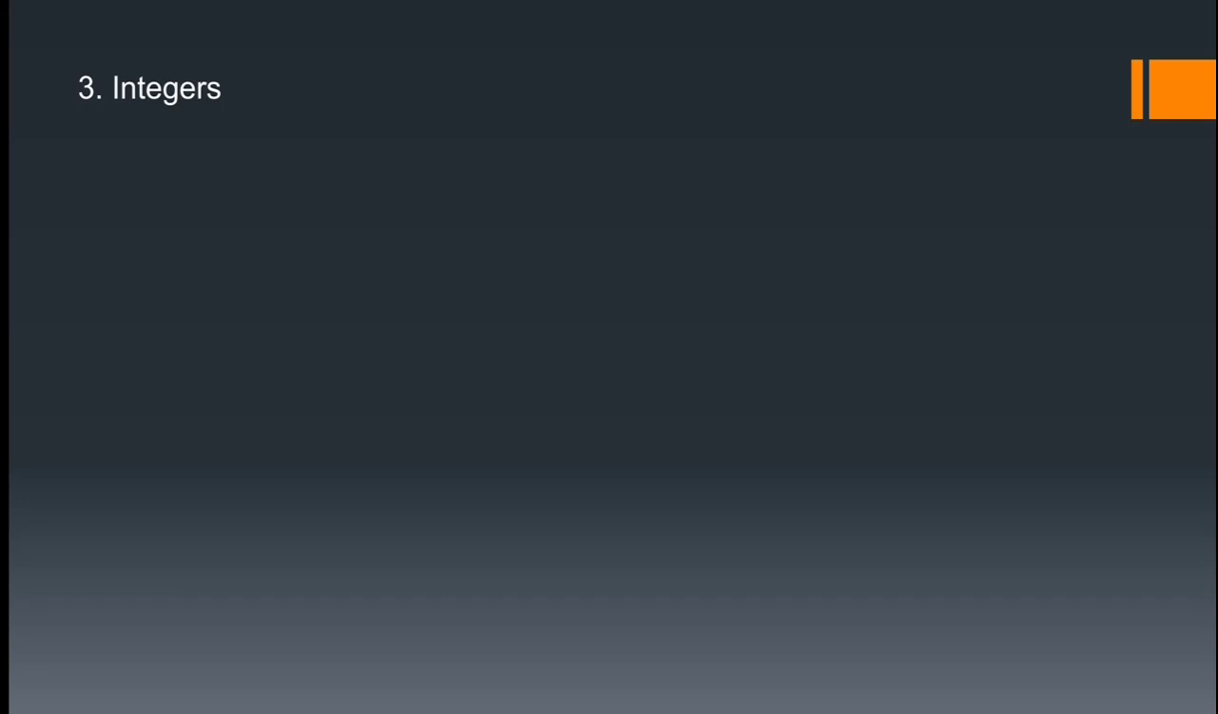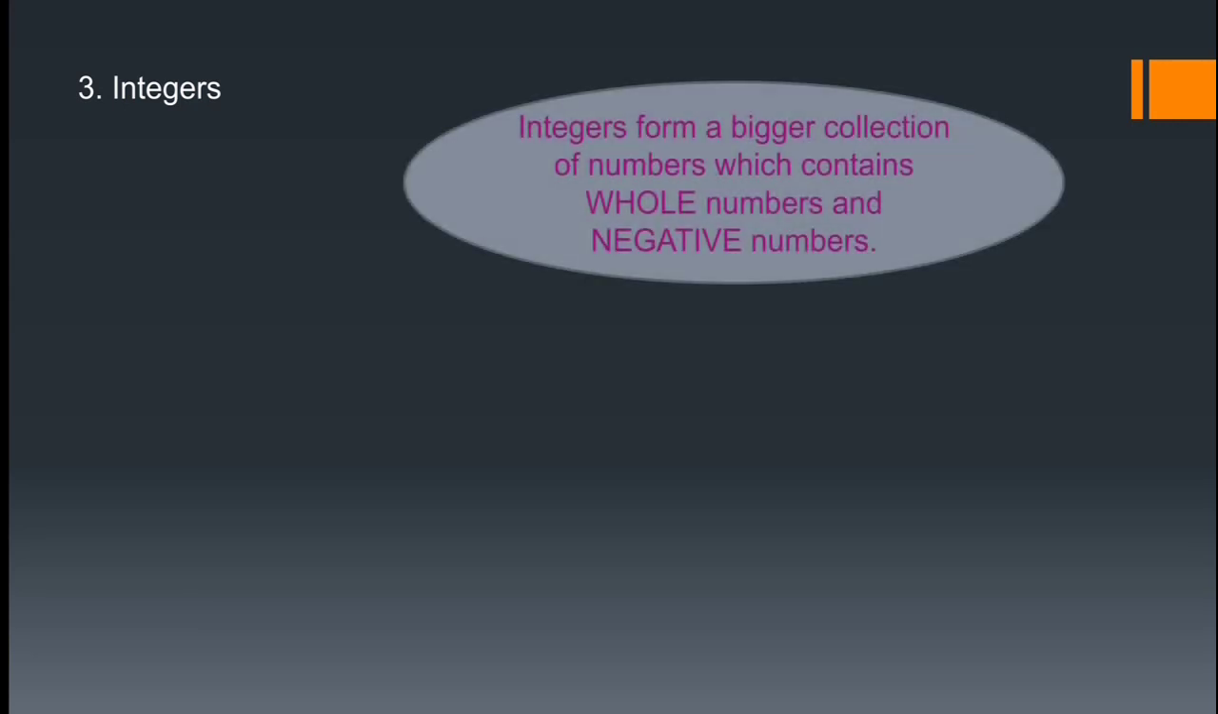Now what are integers? So integers are the bigger collection of all whole numbers and also negative numbers. By whole numbers we mean the numbers starting from 0 and continuing up to infinity, and by negative numbers we mean the numbers starting from -1 and continuing up to minus infinity. This set of numbers is represented by the symbol capital Z, so we can write capital Z is equal to, within curly brackets, you can see here, 0, 1, 2, 3, 4 and up to infinity.